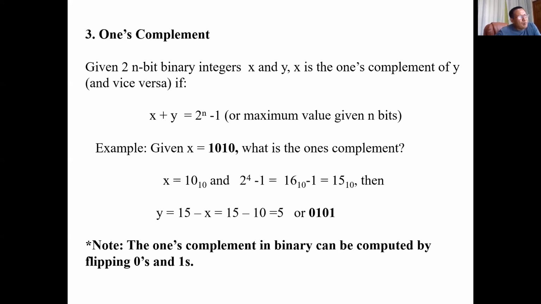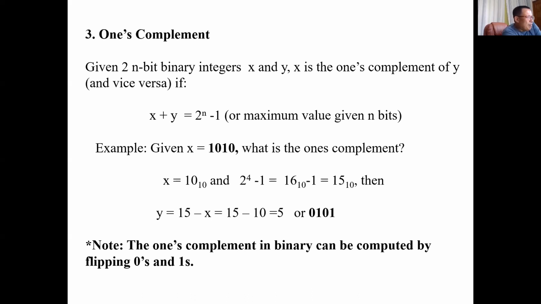X and Y are ones complement. X is the ones complement of Y, and Y is the ones complement of X. They are the ones complement of each other if X plus Y is equal to the quantity 2 to the n minus 1. You follow? This is a little bit strange, but it's easy to remember, as long as you know the count for n.